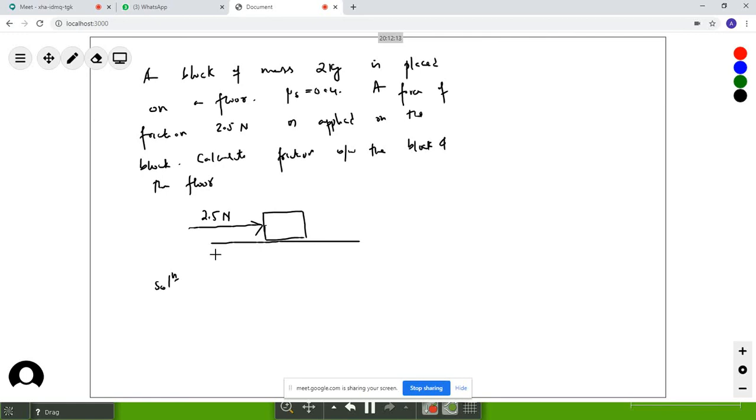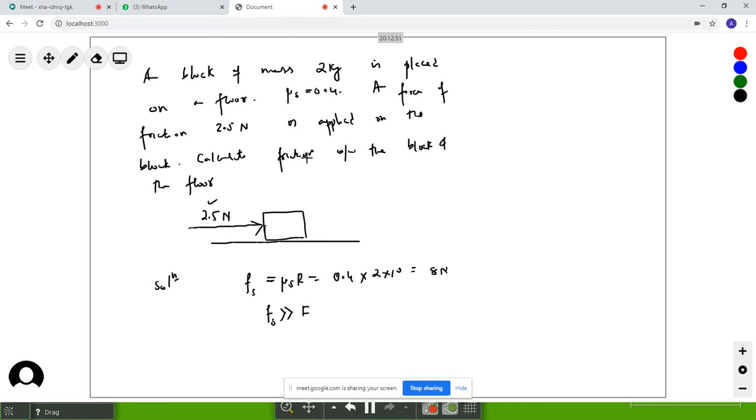So you see here, what is Fs? Mu s into R. Mu s is 0.4, and R is 2 into 10, so 4 into 2 is 8, approximately 8 Newton. So the force of friction is 8 Newton. The force of friction is much larger than the applied force. So the body never moves, right or not? This is the applied force.